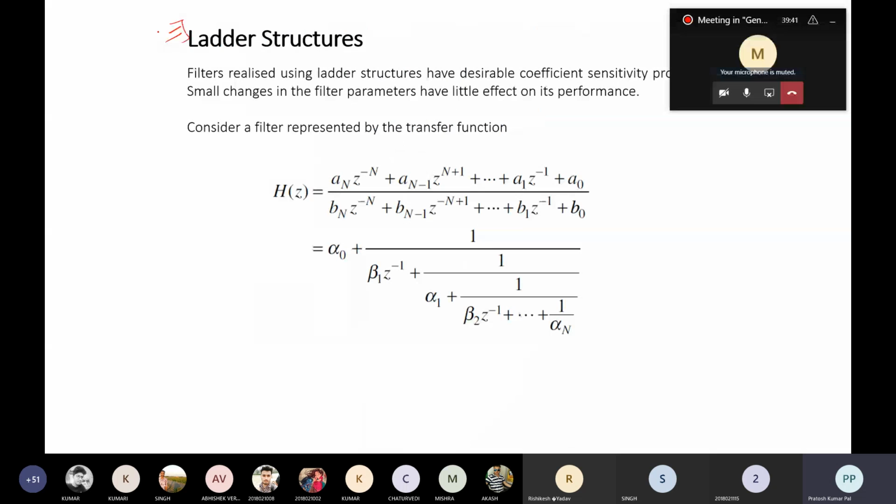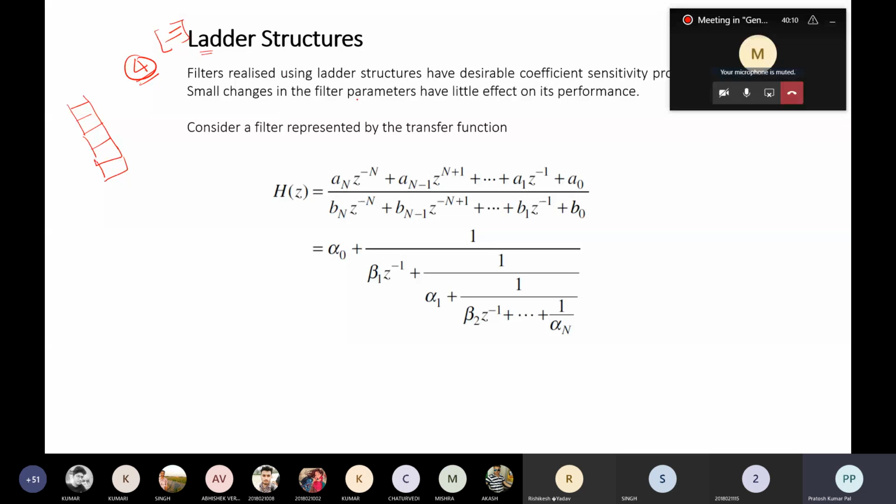So till now we have seen direct form, cascade, and parallel. The fourth one is the ladder structure. As the name suggests, a ladder is drawn like a stair, one step after another. First one is there, then the second will be realized, then the third, then the fourth. So this is like a ladder. This is the realization of a ladder structure, and that's why it is called the ladder structure.